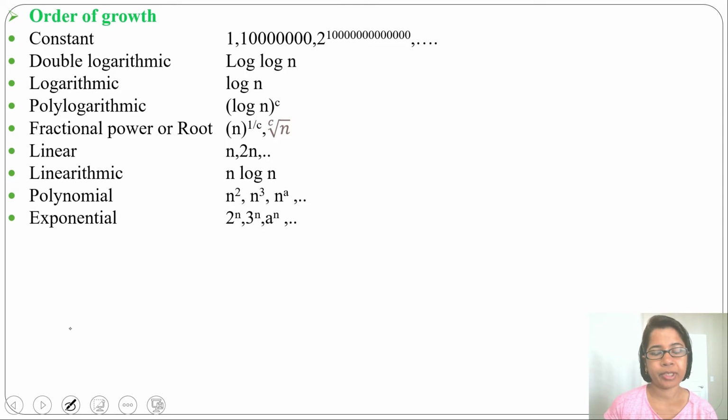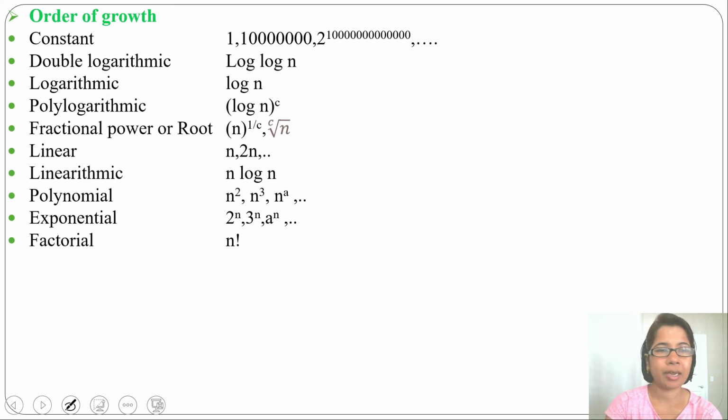Next is exponential. 2 power n, 3 power n, a power n, these are exponentials. Next order of growth is for factorial, n factorial. Its upper bound is n power n, and n factorial has a higher order of growth than all the other functions.